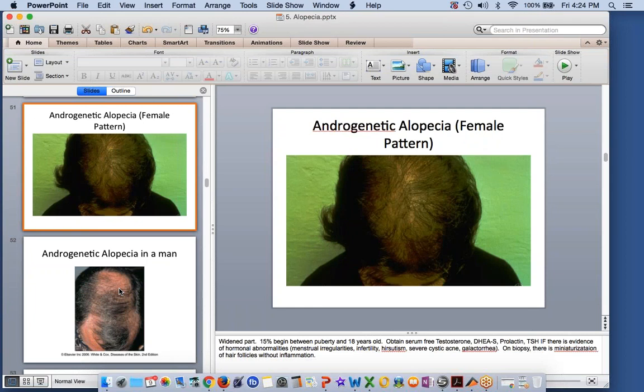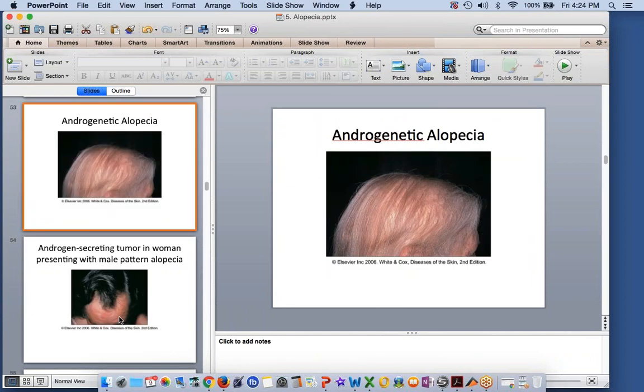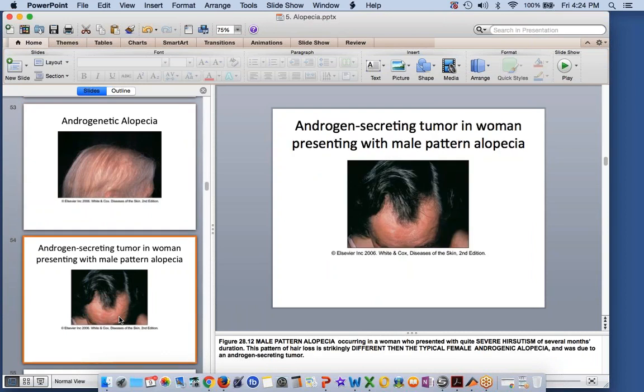So this is the female pattern. It's usually a diffuse hair loss, thinning of the hair. In the male, it's the occipital, bitemporal, and then the connection into a horseshoe type of hair loss. And you can see that in every color here.